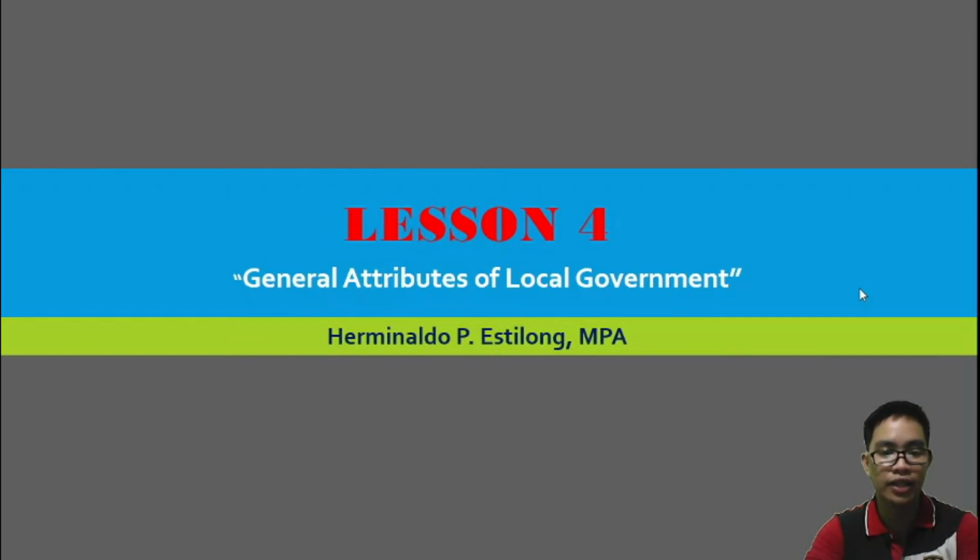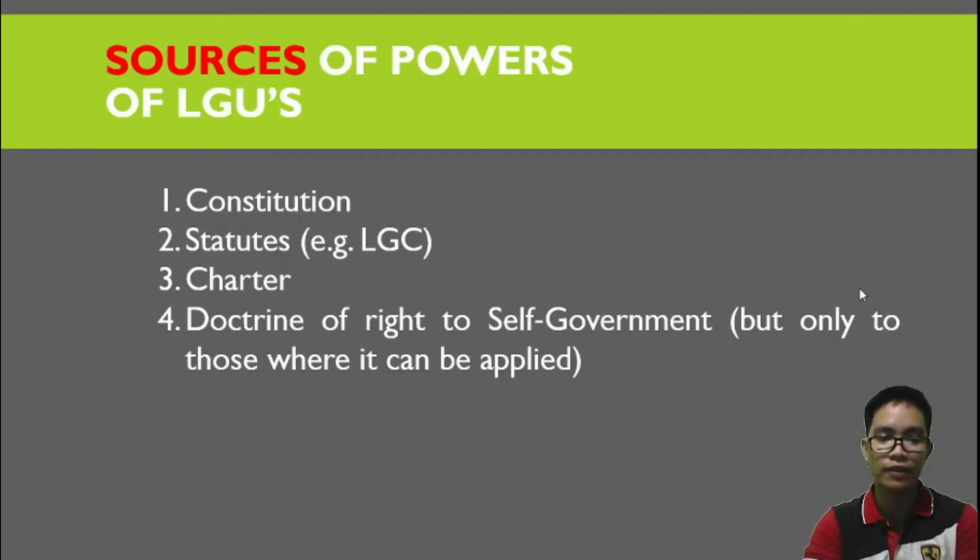Lesson 4 is entitled The General Attributes of Local Government. Let's go to the sources of powers of LGUs. One of the attributes is the powers of the LGUs. These are the Constitution, Statutes, Charter, and Doctrine of Right to Self-Government. The Constitution is self-explanatory. When we say statutes, we are talking about laws. In charter, we are talking about written agreements or contracts. And then the Doctrine of Right to Self-Government refers to the Organic Acts, for the autonomous regions or autonomous LGUs. Most likely, we are referring here to the ARMM or the BARMM.